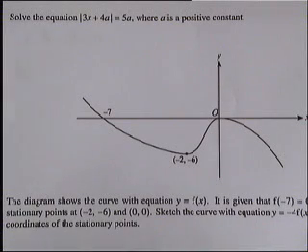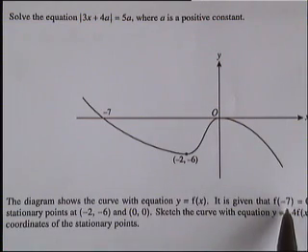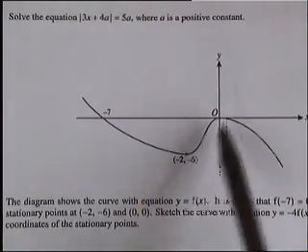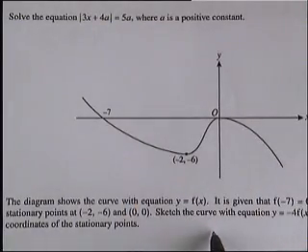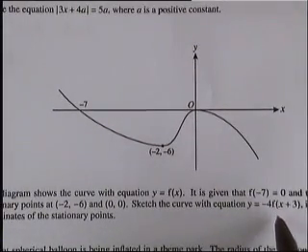So C3, January 11, question 2. We've got a curve, y equals f of x. We're given that f of minus 7 is 0. It's just that point there. There's a stationary point at minus 2, minus 6 and 0, 0. We've got to sketch the equation of the curve y equals negative 4 f of x plus 3.